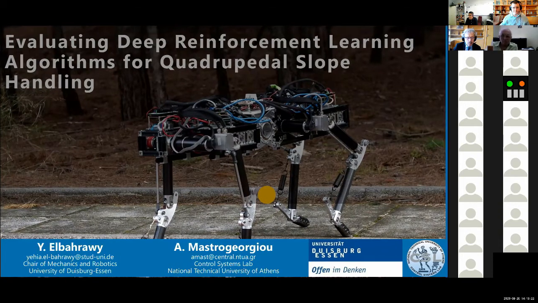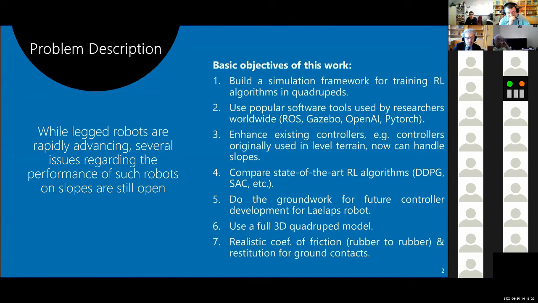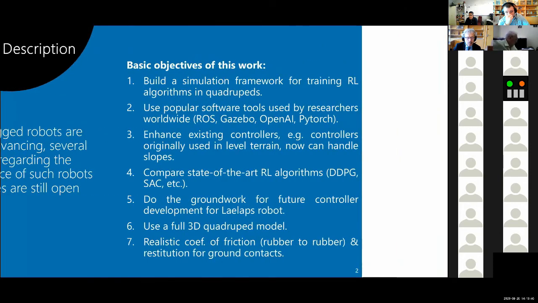quadrupedal slope handling. The basic idea for this research work is that reinforcement learning is rapidly advancing nowadays, and there are a lot of different approaches using RL algorithms that are able to map sensory inputs to low-level actions and produce stable locomotion on slopes. We wanted to evaluate and choose the most suitable algorithm for this task.